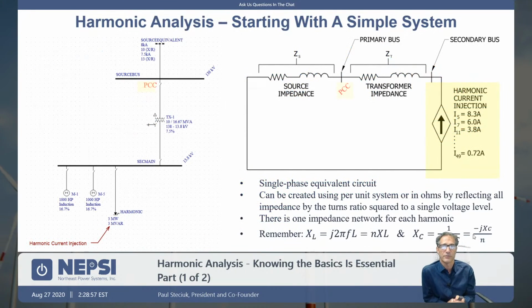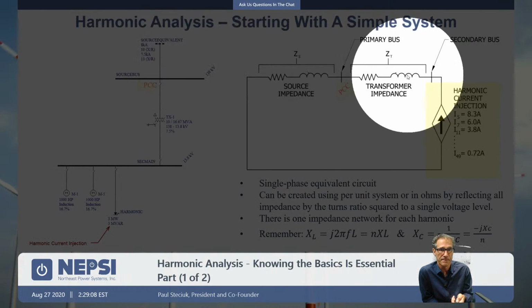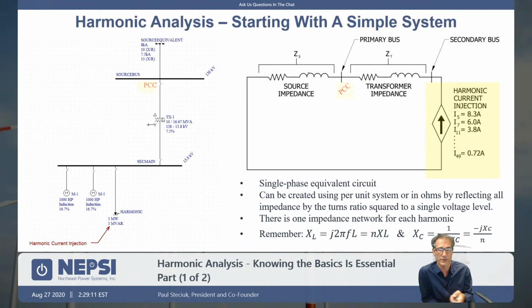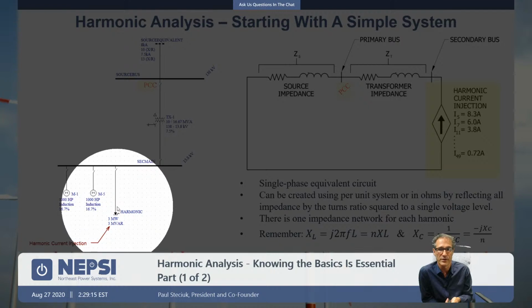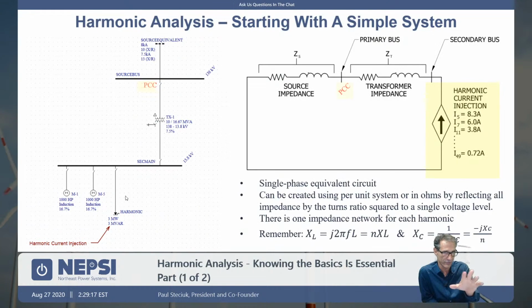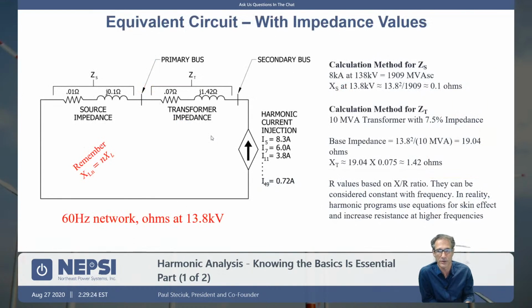So we'll move on with this analysis. We have this source impedance ZS represented by this short circuit, and ZT is the transformer impedance here, TX1. The harmonic current injection, just to repeat, is coming from here, and that's an arbitrary value that I made up for this presentation. But that data would be something you would obtain through some type of load study, by talking with vendors, or by taking measurements and putting that value there.